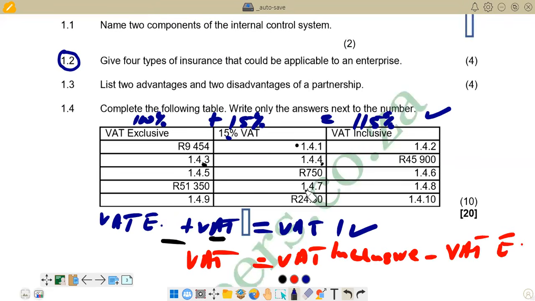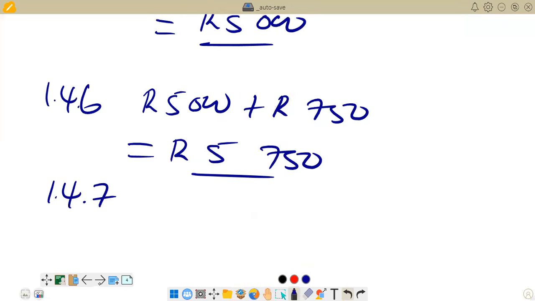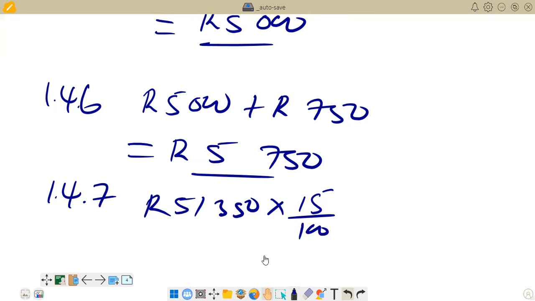1.4.7 is here. 1.4.7 is 15% again, but you are given this exclusive. So this one also you can use proportion, or you can just say the 15% of this one, you get this one. Or alternatively, you can use proportion, whereby you're saying 100% is this cost, what about 15%? Or we can just straight away say 15% times 51,350. So we can go there and just use the simplest one. Then we multiply by 15%, and 15% is 15 over 100.